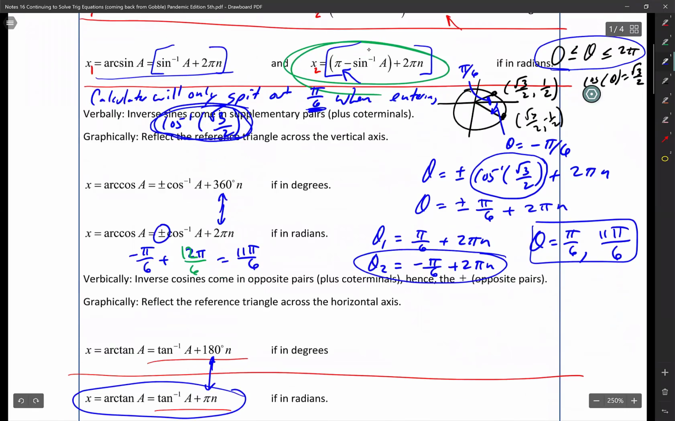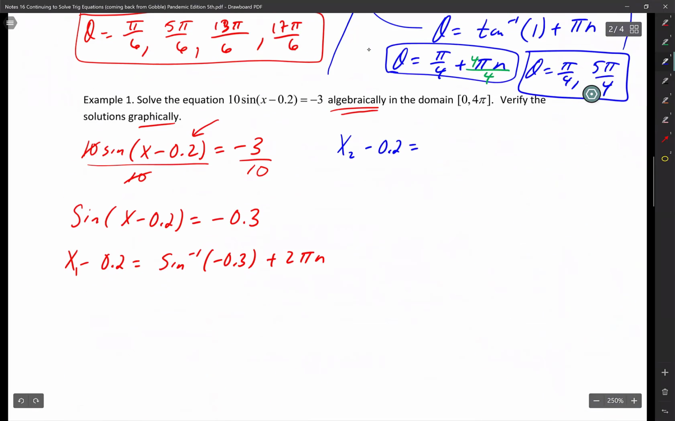Pi minus, and then what do we have? Okay. Yeah, you just had it perfect. It's pi minus arc sine of negative 0.3 plus 2 pi n.